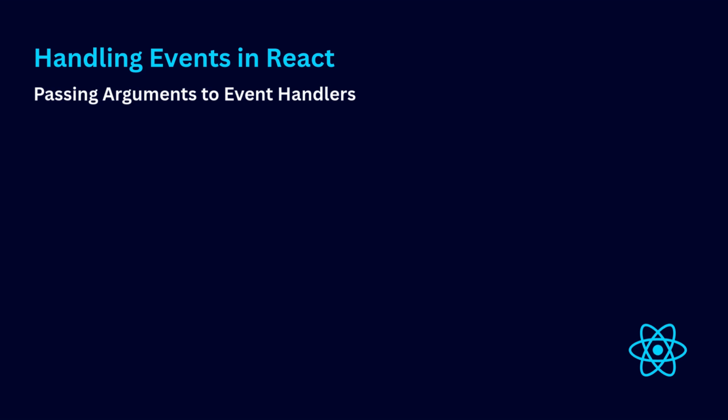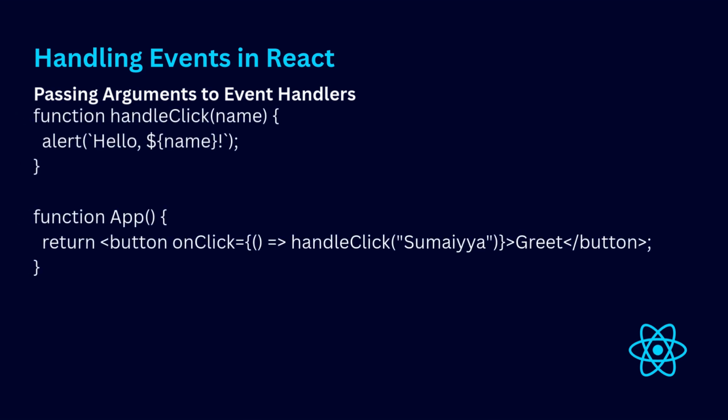Sometimes you want to pass extra data to an event handler. You can do that with an arrow function. <button onClick={() => handleClick('Sumaya')}>Greet</button>. This allows you to call your handler with specific values or arguments.